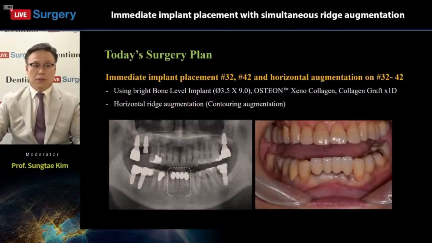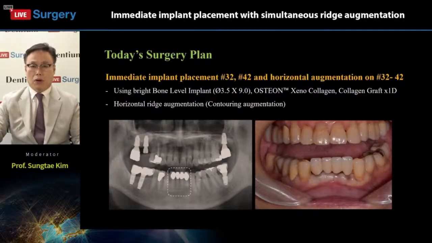So this is a surgery plan. So number 32, 42, immediate implant placement after tooth extraction, and horizontal augmentation on the 32, 42. We're gonna use the tent board for maintaining space, and also we're gonna use the OSTEON Collagen for the bone graft material. It's very convenient for manipulating. It's collagenated bone graft, and also we're gonna apply the collagen graft as a barrier membrane.